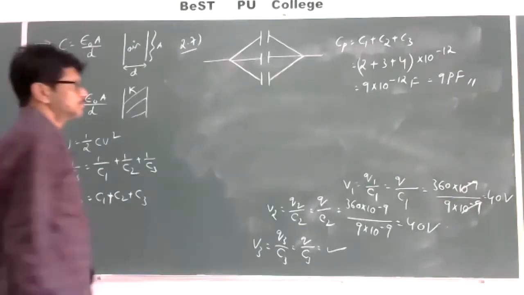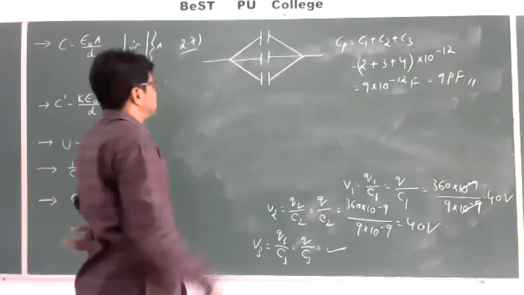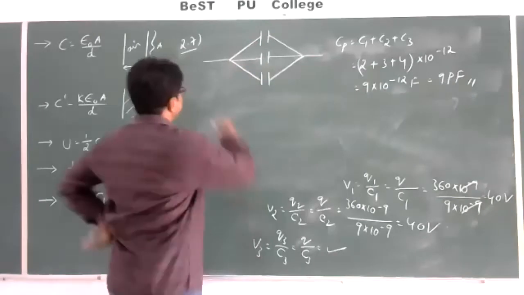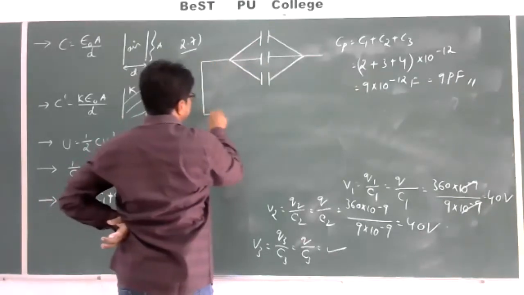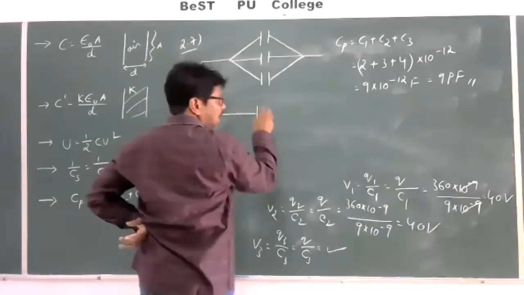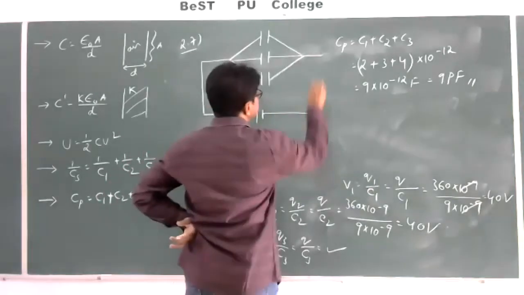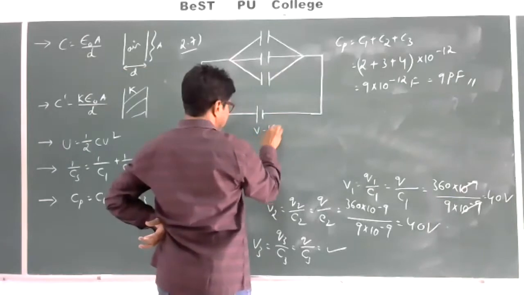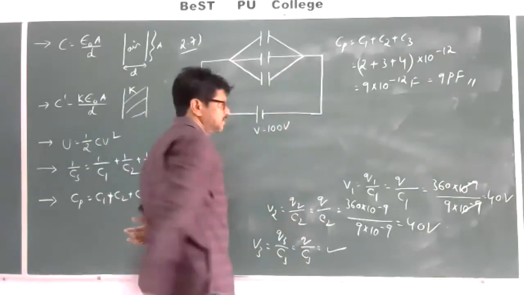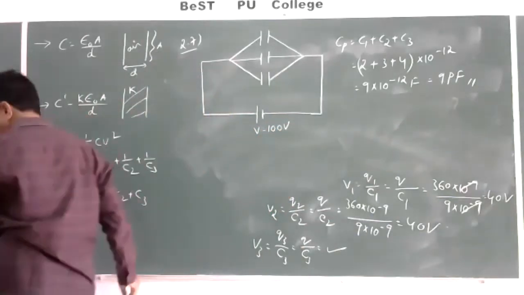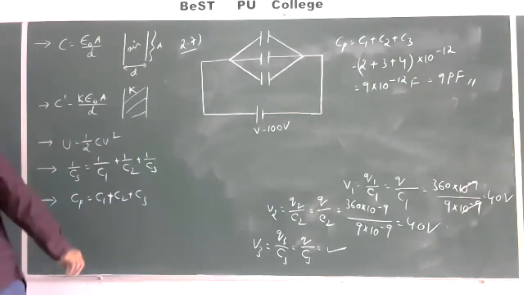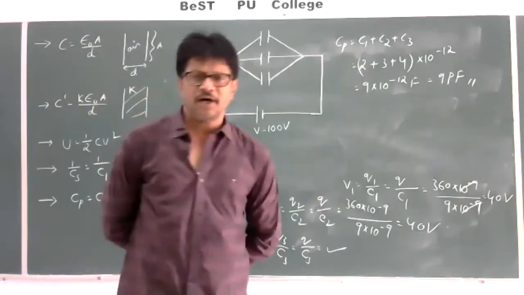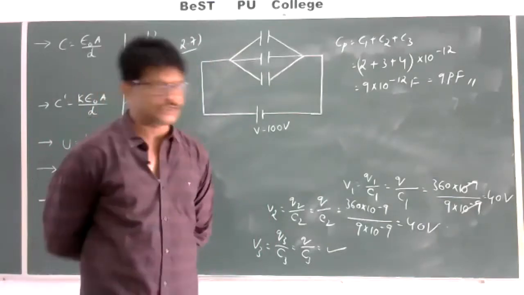Now, if this setup is connected to a source of 100 volts, if the setup is connected to a source of 100 volts, what is the charge on each and every capacitor?